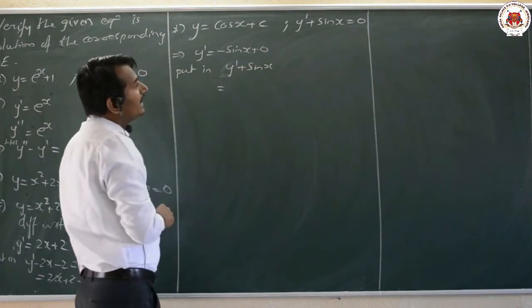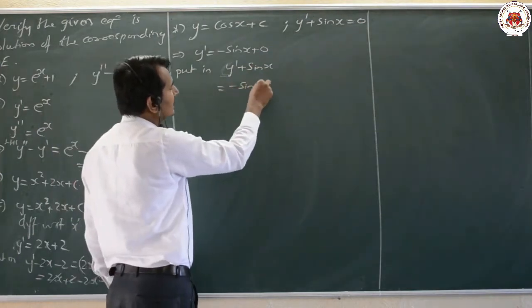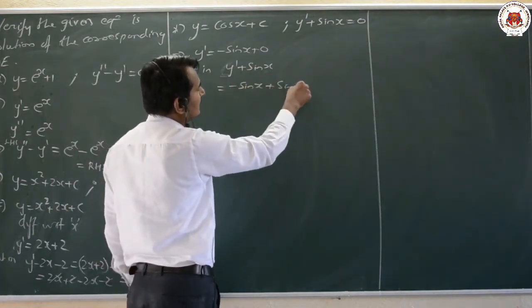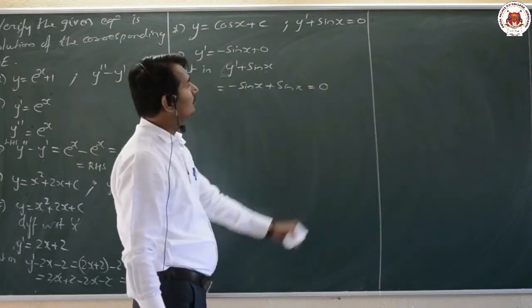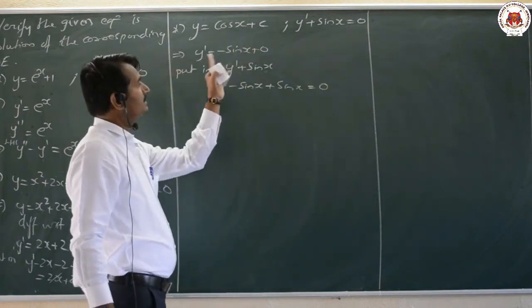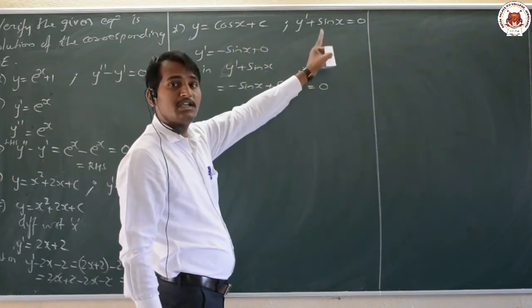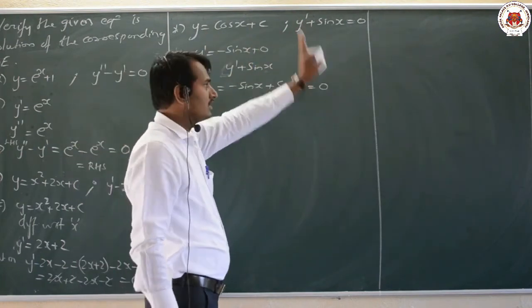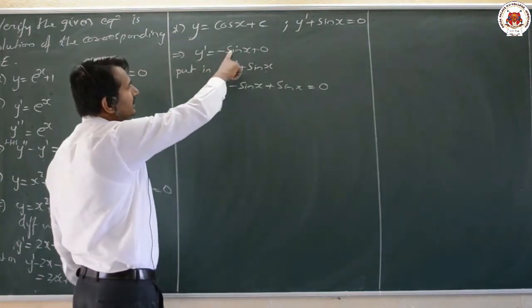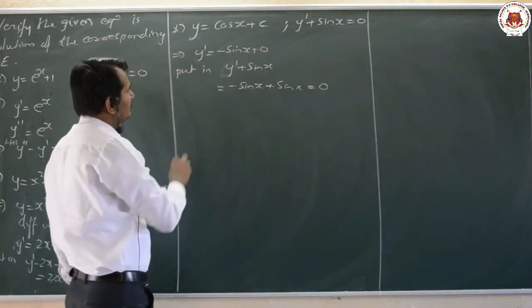Now what is the value? Y dash means minus sin x, plus sin x, and its value will be 0. That means y dash equals minus sin x, and y equal to cos x plus c is a solution of the given differential equation. After substituting here, I am getting LHS equal to RHS.